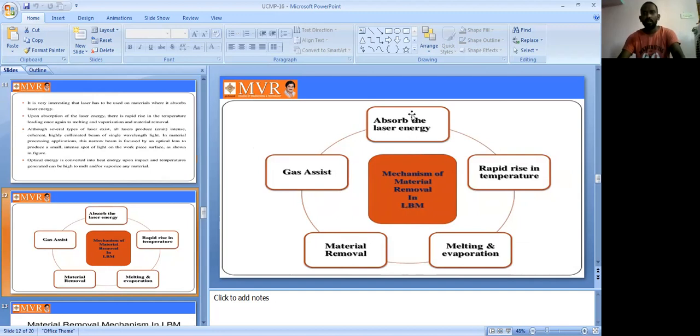ఫస్ట్ ఆఫ్ ఆల్ ఏం చేస్తుంది, absorb the laser energy. ఎప్పుడైతే ఈ లేజర్ ఎనర్జీ అబ్జర్వ్ చేసుకుంటుంది చూడండి అమ్మా, సో వర్క్ పీస్ అనేది ఎప్పుడైతే ఈ లేజర్ ఎనర్జీని అబ్జర్వ్ చేసుకుంటుందో ఇప్పుడు ఏమవుతుందంటే rapid rise in the temperature. ఆ వర్క్ పీస్ లో టెంపరేచర్ ఏమవుతుంది, రైజింగ్ అవుతుంది. ఆ టెంపరేచర్ బాగా ఇంక్రీజ్ అవుతుంది.